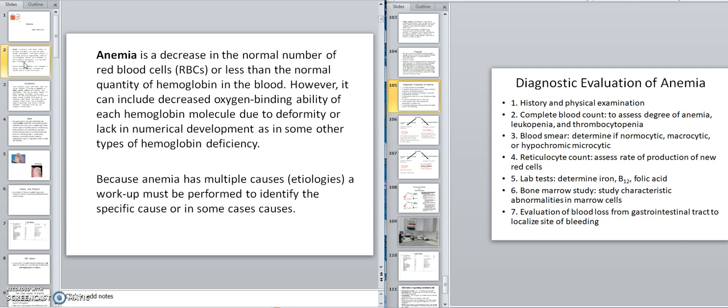Okay? Now, because anemia has multiple causes, a workup must be done. Remember, we talked about that. A workup is when a condition, like anemia or high blood pressure, has multiple causes. Then you have to delineate what the cause is, if possible, so that you can adequately treat the individual.